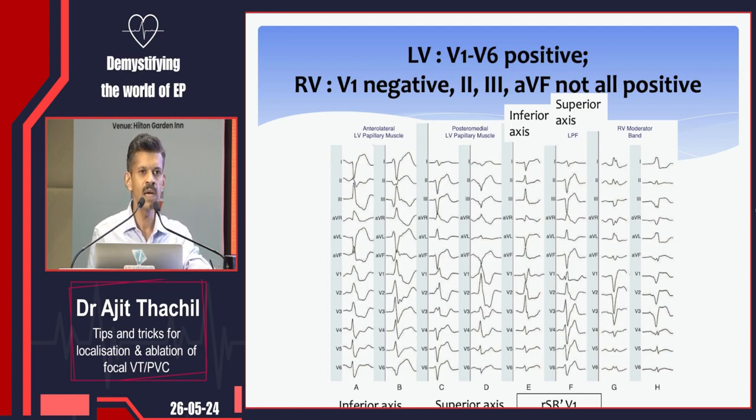But the general point is that if you have a classic right bundle branch block pattern, RSR dash, and a sharp initial R in V1, it is likely to be from the fascicle. The converse is not always true. If you have an R dash or a slurred R in V1, it may be coming from the papillary muscle, or it may be the insertion point of the fascicle into the papillary muscle.